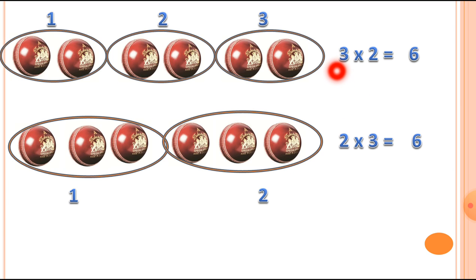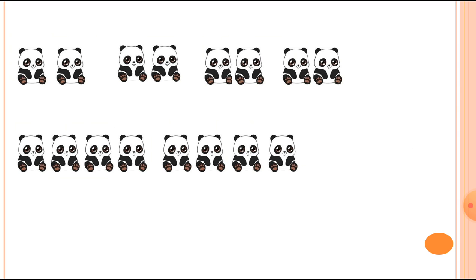Here is 3 groups and each group has 2 balls, and here is 2 groups. Each group has 3 balls. There is nothing changed in this and there is nothing hard in this. I have some more examples for you. So first of all, let's make the group.